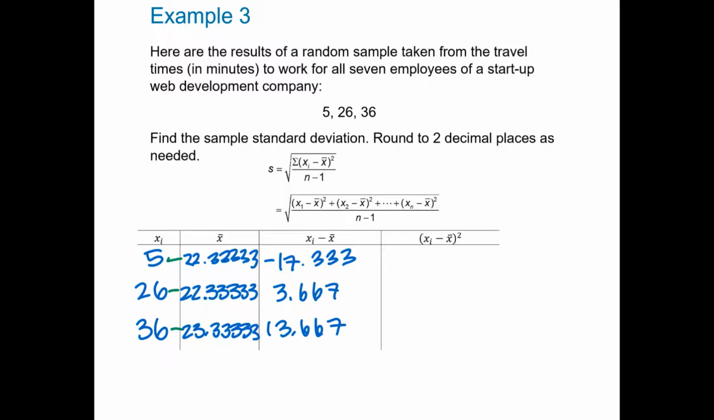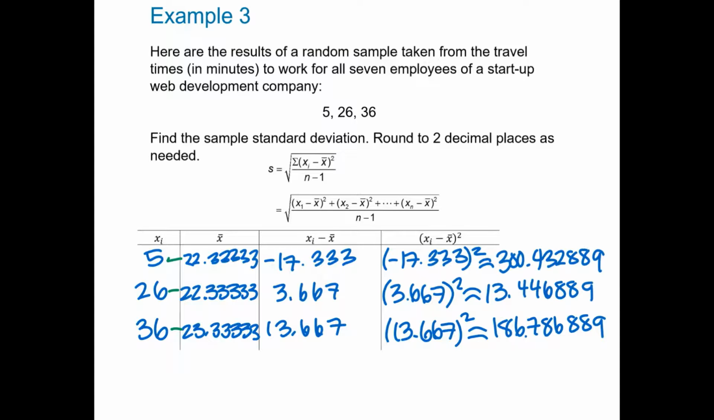In the next column, we will square each of the previous values. So we have negative 17.333 squared, and this is approximately 300.432889. And do the same for the rest of the values. You should get the following. Now let's go ahead and add up all the values in the last column. You should get 500.66667. This is going to be the top number of the formula.